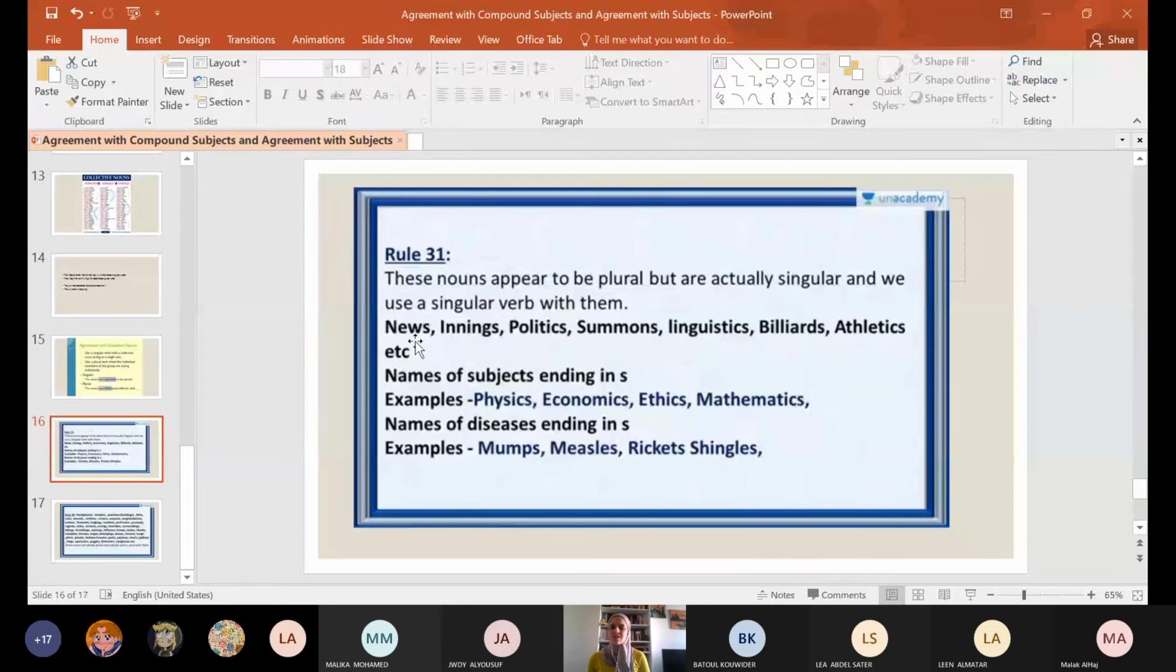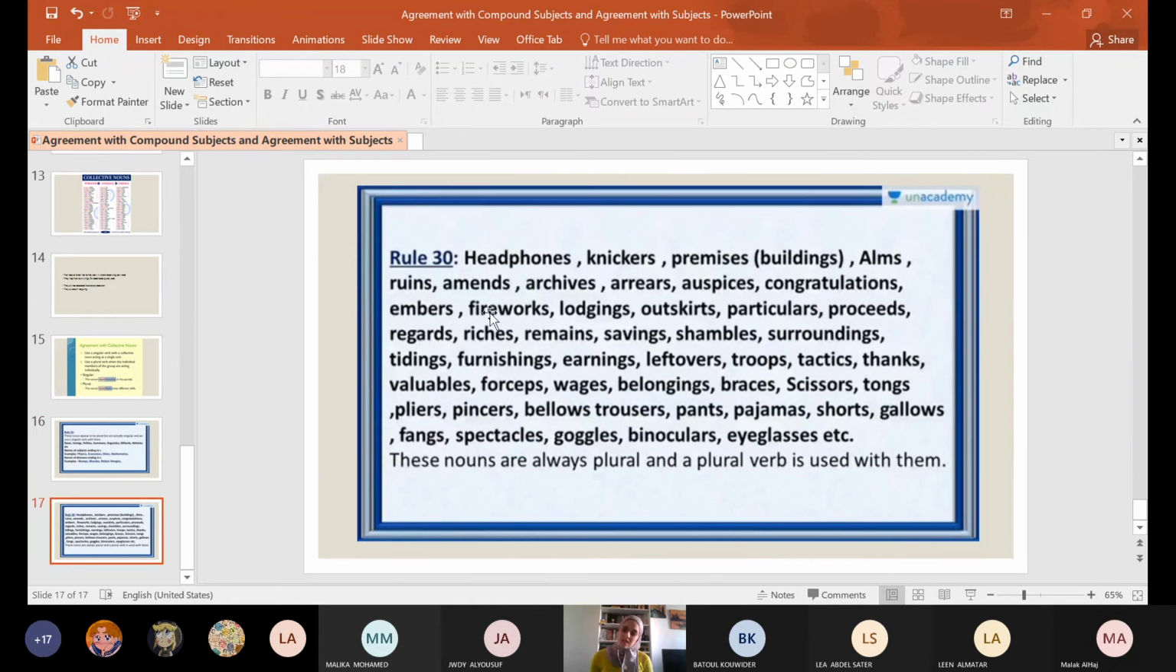So the news, you don't say "news are bad today", you say "news is". It ends with S, yes, but it's always singular. News, always singular. And then there are some words that are always plural.